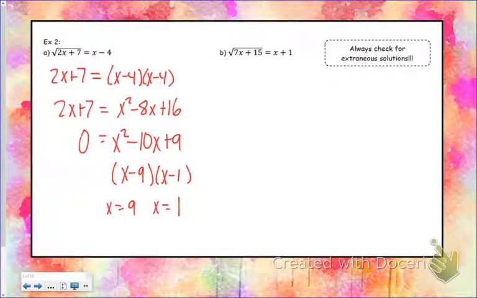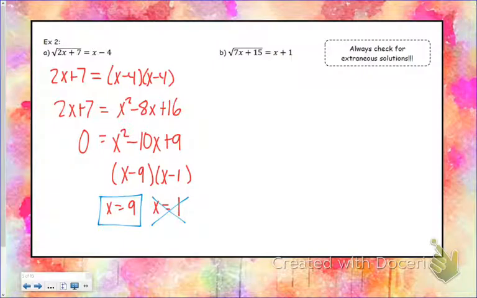But look what happens when I plug in 1. Okay, 2 times 1 plus 7 is 9. The square root of 9 is 3. But on the right side, I get negative 3. So that is not equal. So 1 actually is not a solution. We call that an extraneous solution. So the only answer I actually have is x equals 9.